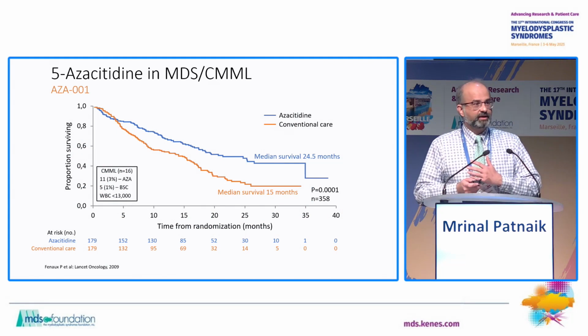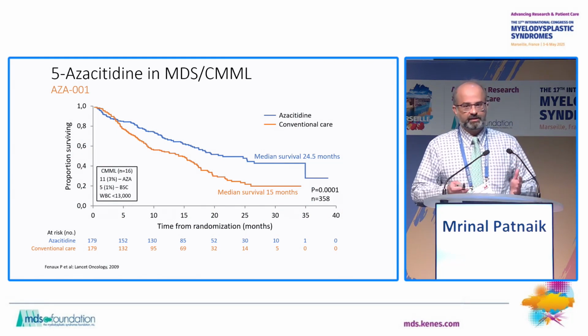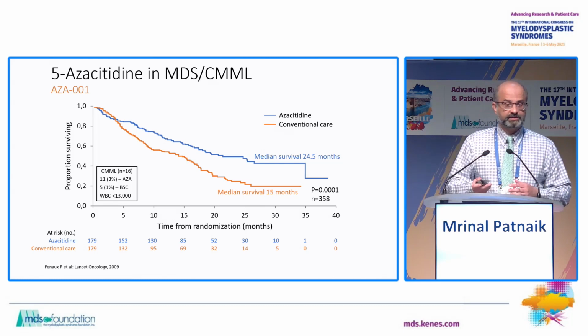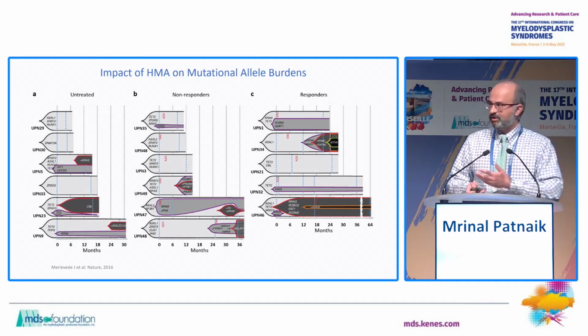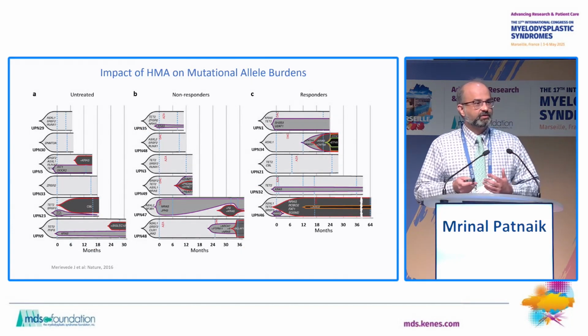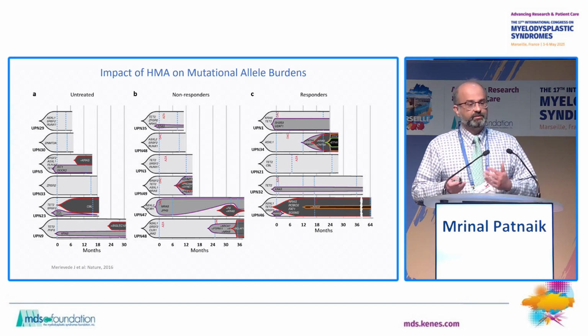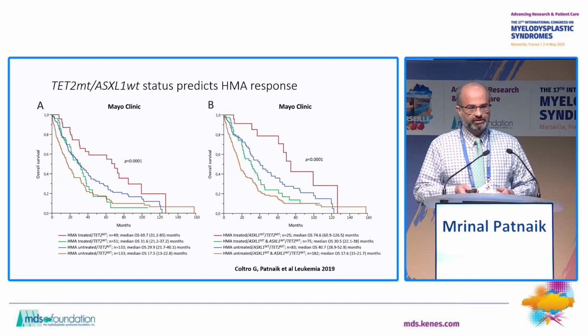And the drug that has been used traditionally are hypomethylating agents. So azacitidine and decitabine, largely on trials which were MDS predominant, including largely patients that had dysplastic CMML. And as Dr. Solari has shown, these drugs really don't modify the disease biology, with mutational allele burdens remaining unchanged in the majority of patients.